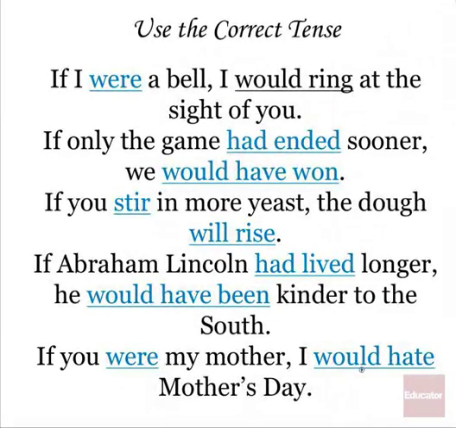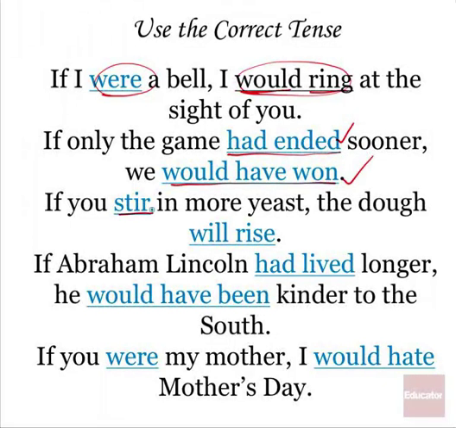And there we have it. If I were a bell. Again, we're talking about something that is contrary to fact, so we use the subjunctive. If I were a bell, I would ring. So here we have would applied to the base form of the verb ring at the sight of you. If only the game had ended sooner, we would have won. We're speculating about something that didn't happen in the past, so we use had ended and would have won.